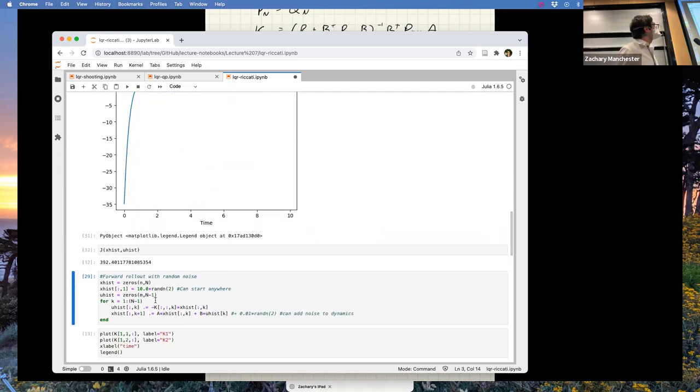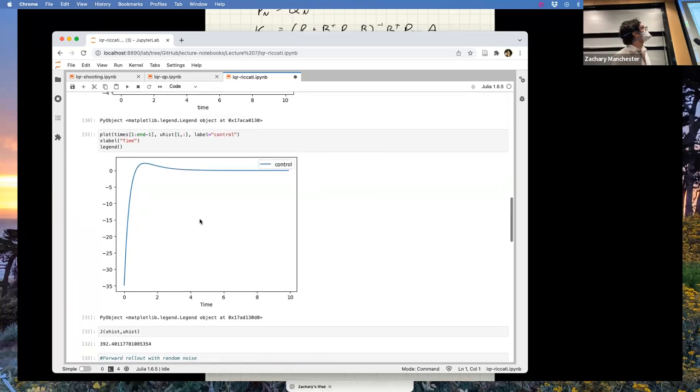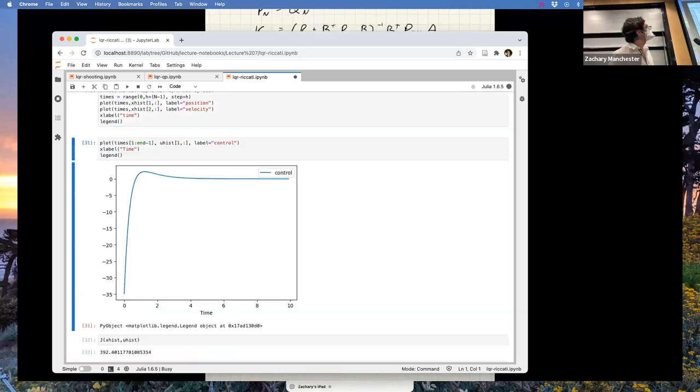The other interesting thing I can do here is go back to my original X naught and add noise to the dynamics, as if I'm disturbing the system online in real time. So I can do that here. I can add on some random noise in the rollout, right? And this thing will provide stabilizing feedback. So you'll see here, right?